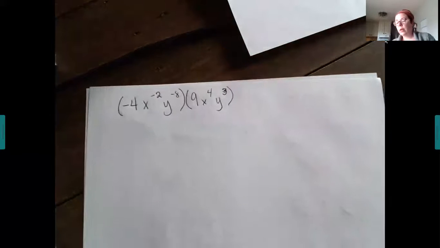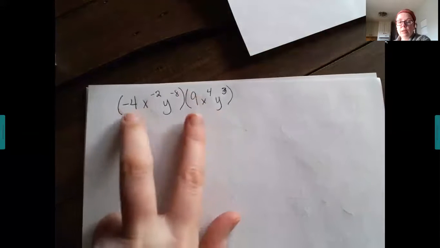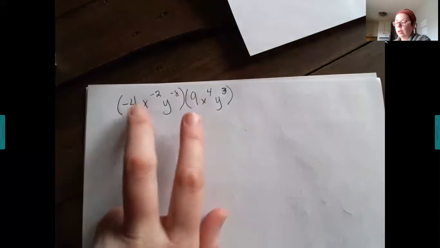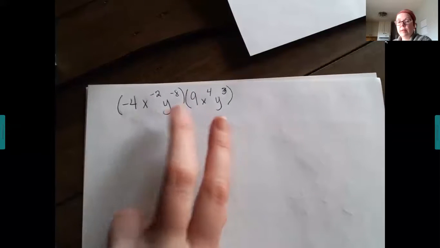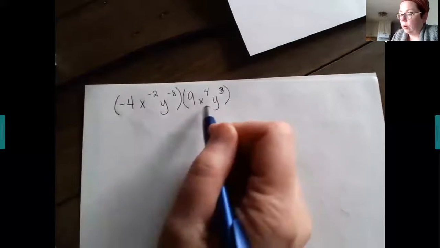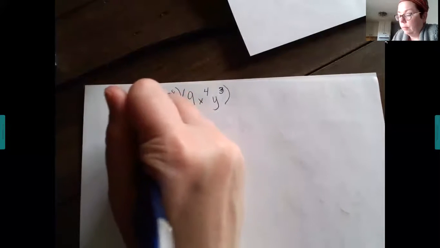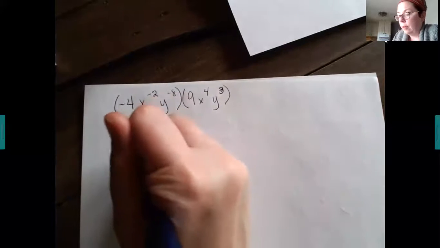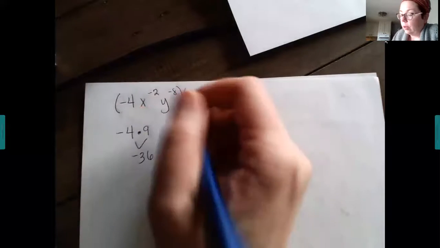All right. So again, when we multiply, this is a big number in front, big number in front. So we're going to multiply these two numbers together. And it's okay to have a negative big number. That's fine. It's about the exponents. Okay. So we're going to take -4 and multiply by 9. There we get -36. And now we're going to look at our x's.